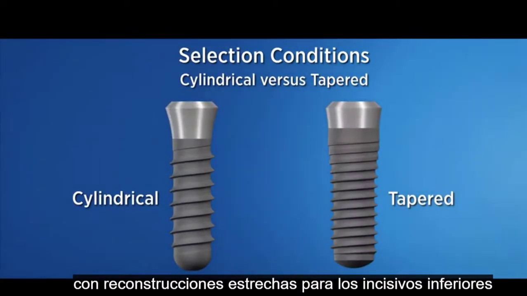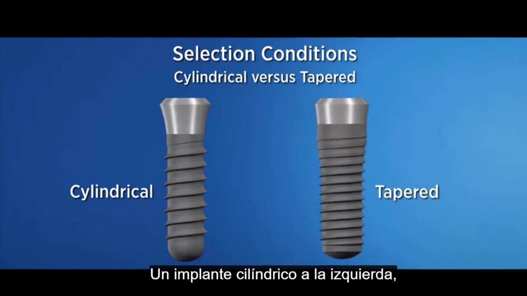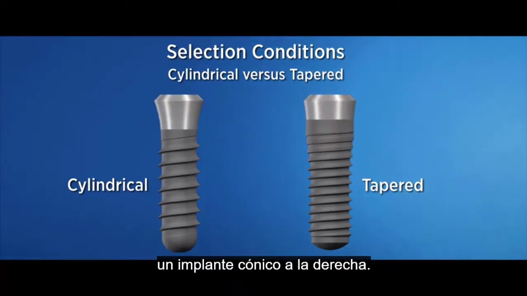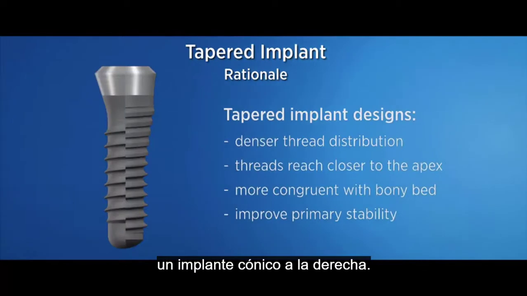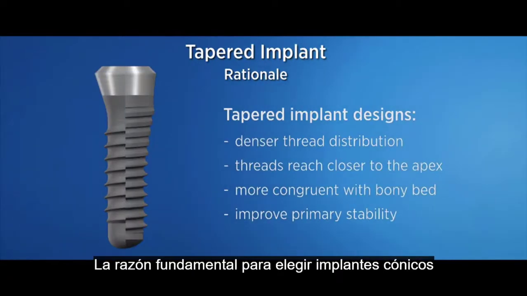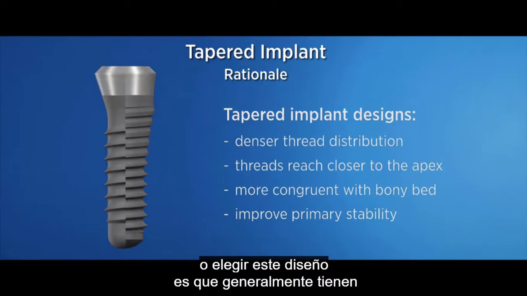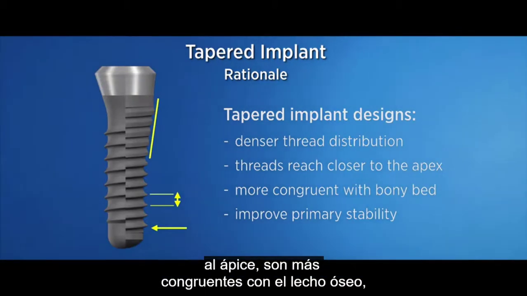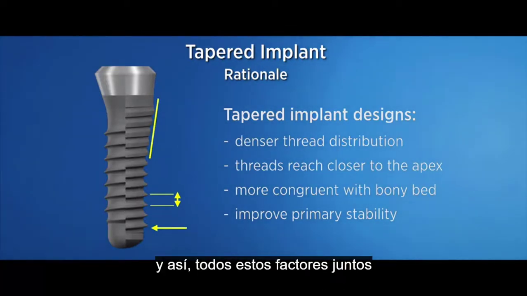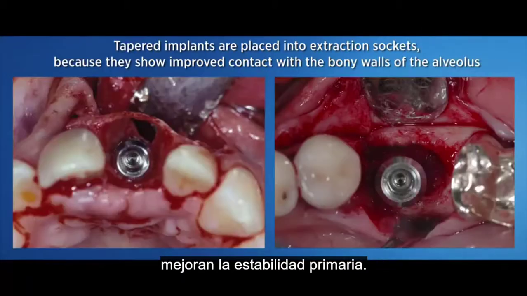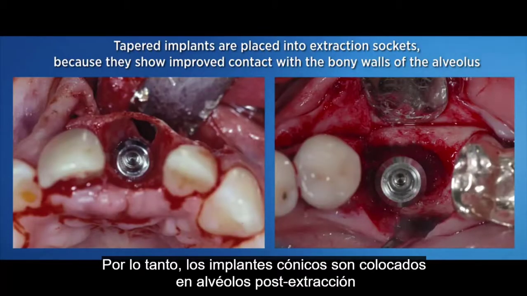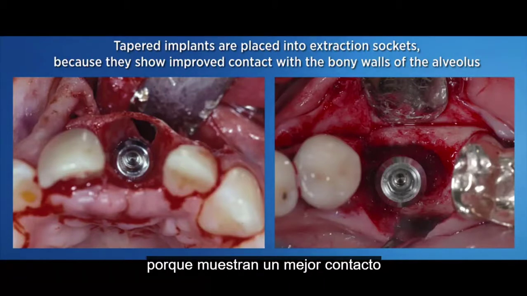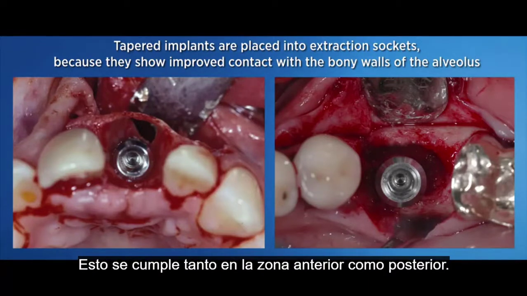What about cylindrical versus tapered implants? A cylindrical implant on the left, a tapered implant on the right. The rationale for choosing tapered implants is that they usually have a tensor thread distribution. The threads reach closer to the apex. They are more congruent with the bony bed, and thus all these factors together improve primary stability. So tapered implants are placed into extraction sockets because they show improved contact in the bony walls of the alveolus. This is true in anterior as well as posterior sites.